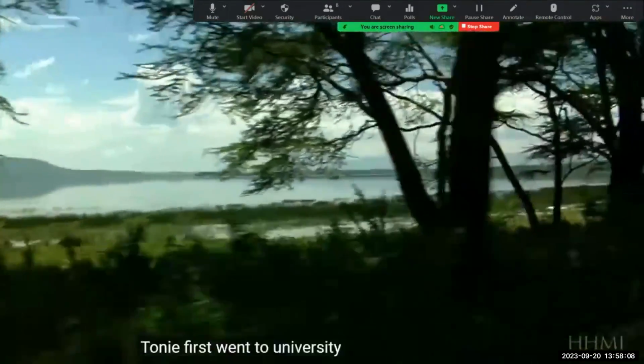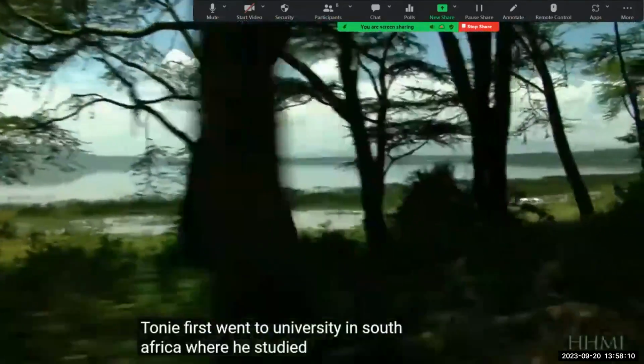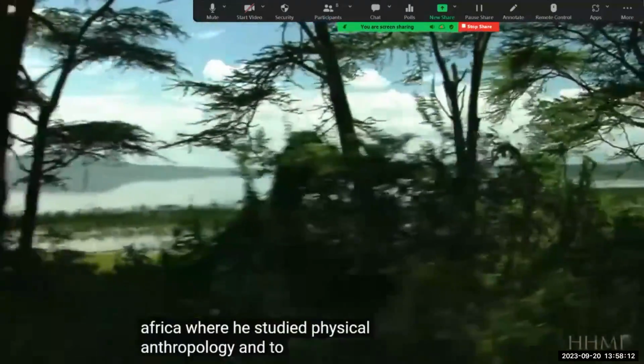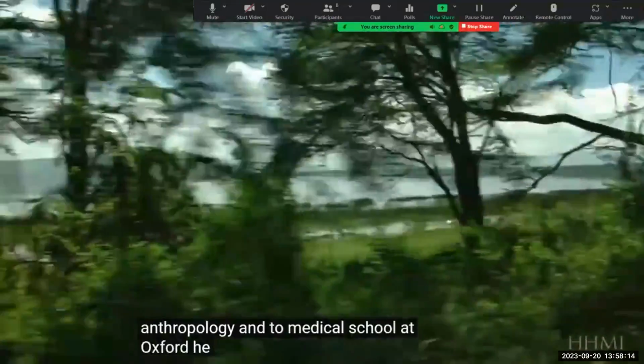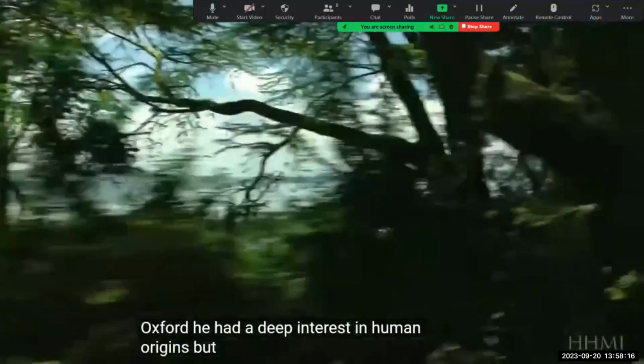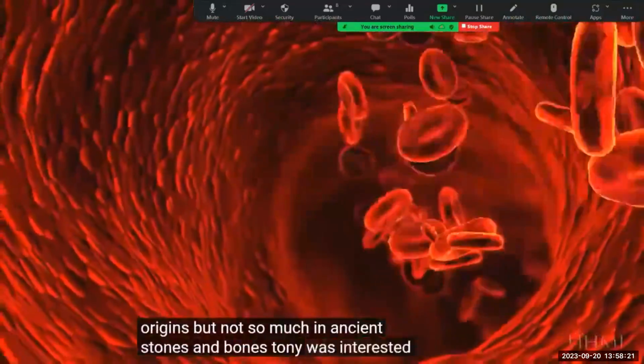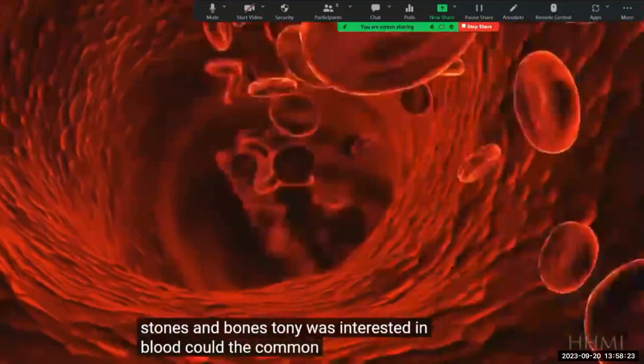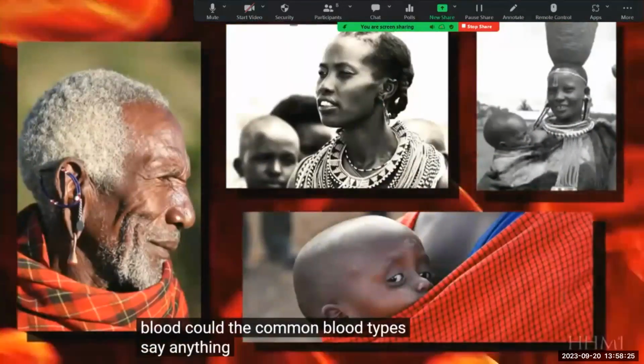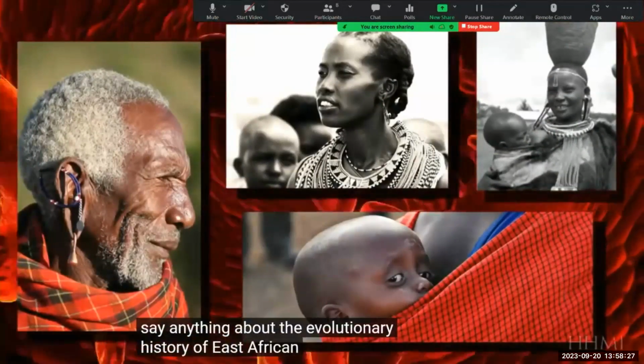Tony first went to university in South Africa, where he studied physical anthropology, then to medical school at Oxford. He had a deep interest in human origins, but not so much in ancient stones and bones. Tony was interested in blood. Could the common ABO blood types say anything about the evolutionary history of East African tribal people?